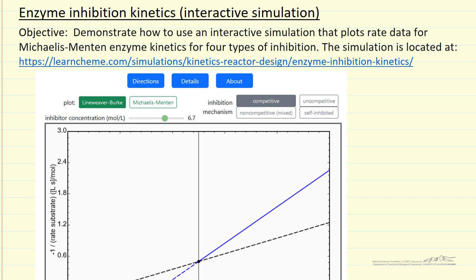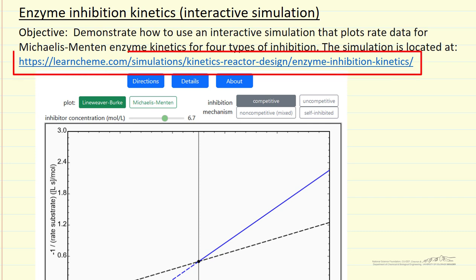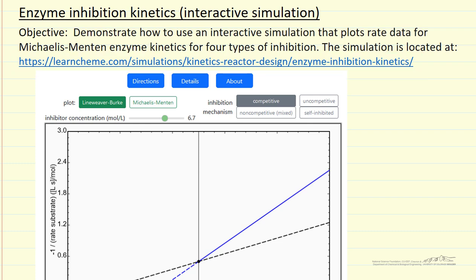I'm going to briefly demonstrate how to use an interactive simulation that models enzyme kinetics and enzyme kinetics with inhibition. The simulation is located on the LearnChemE site, and it's modeling the Michaelis-Menten enzyme kinetics for 4 types of inhibition.